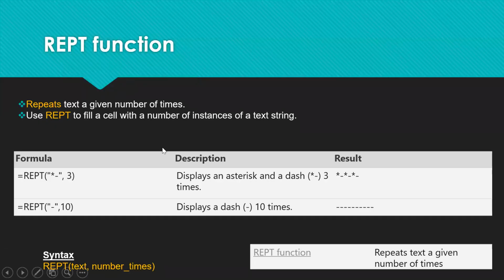There is something called the REPEAT function. If you want to repeat certain characters, you can use the repeat function. If you give repeat star hyphen, it's going to repeat 3 times: star hyphen star hyphen star hyphen. If you want to repeat hyphen 10 times, it will repeat 10 times. This is very straightforward, I guess.